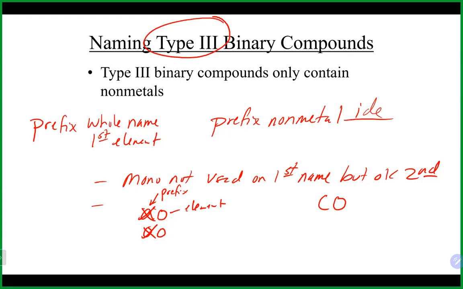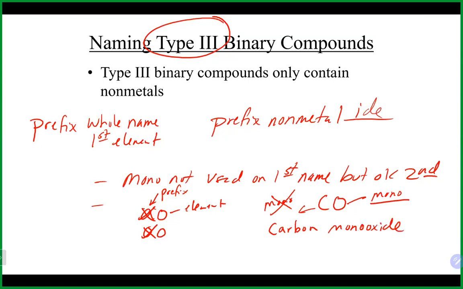All you pretty much have to do is count how many are there. There is one carbon, which means the prefix would be mono. There's also one oxygen, which means the prefix would be mono. In this particular case, we do not use mono on the first name, so we will just use the whole name of the element, which would be carbon. Here we can use mono on the second name, so we'll use mono, and oxygen becomes oxide.